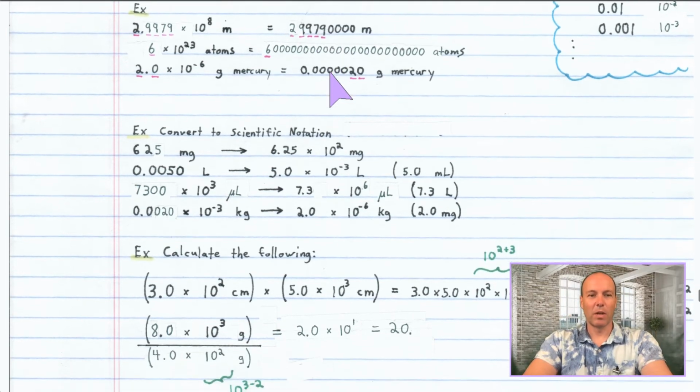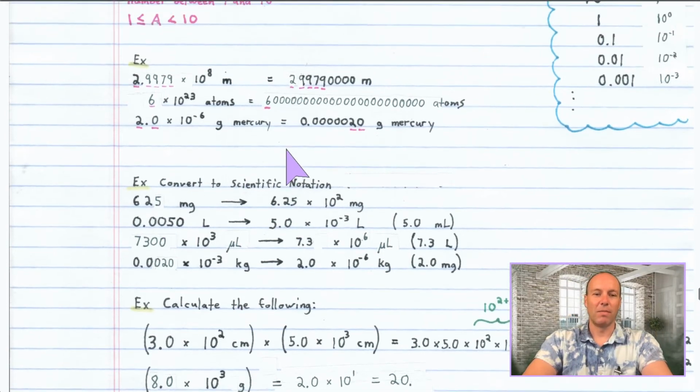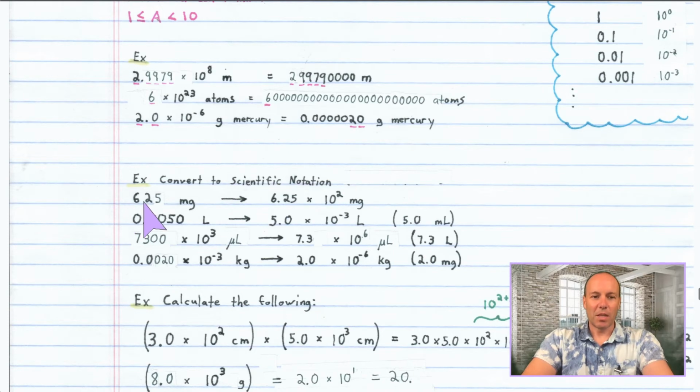So let's do a few more examples. Suppose you have some measurements that are not in scientific notation and you want to convert them to scientific notation. 625 milligrams. Well, this is not in scientific notation. The decimal point is right there. So what we need to do is move it right there. That would give us 6.25, which is a number between 1 and 10. And since we moved it 2 positions to the left to get 6.25, it gets 10 squared.